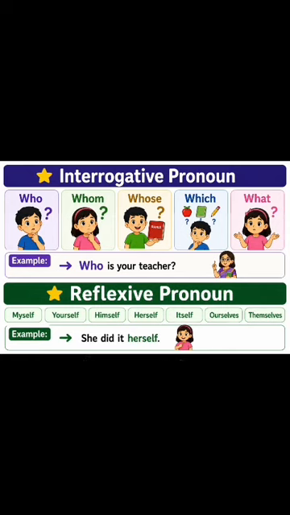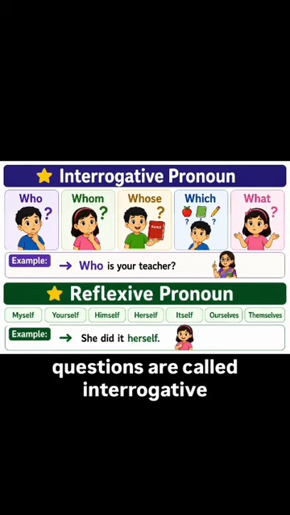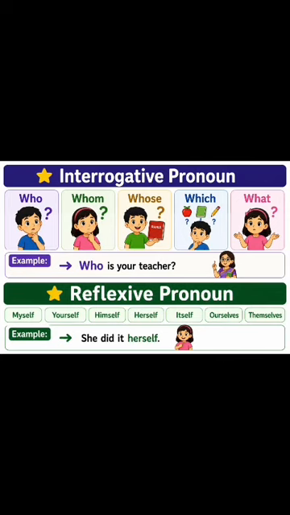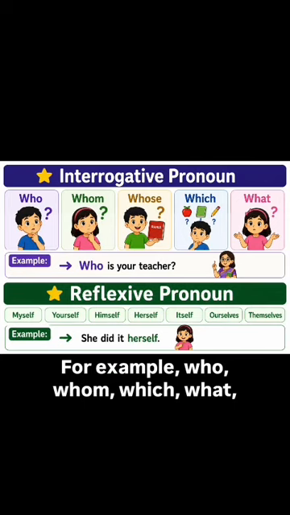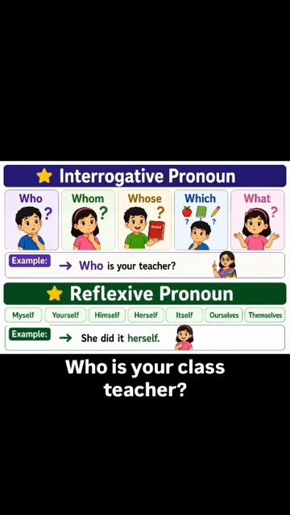Interrogative pronouns. The pronouns that are used to ask questions are called interrogative pronouns. For example, who, whom, which, what, where. Who is your class teacher?